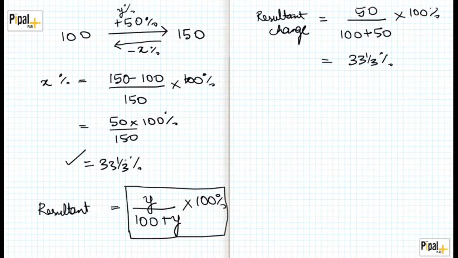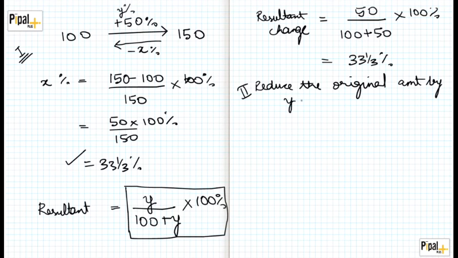Now there could be a situation where we have reduced the original amount, right? So in this situation we have increased the original amount. Now let's, in this situation, reduce the original amount, let's say by y percent, right? Now in this case, of course, the change, to come back after a reduction, the resultant difference is still going to be y, right, because I've come back y percent. So the difference that I must compute now is going to be y.